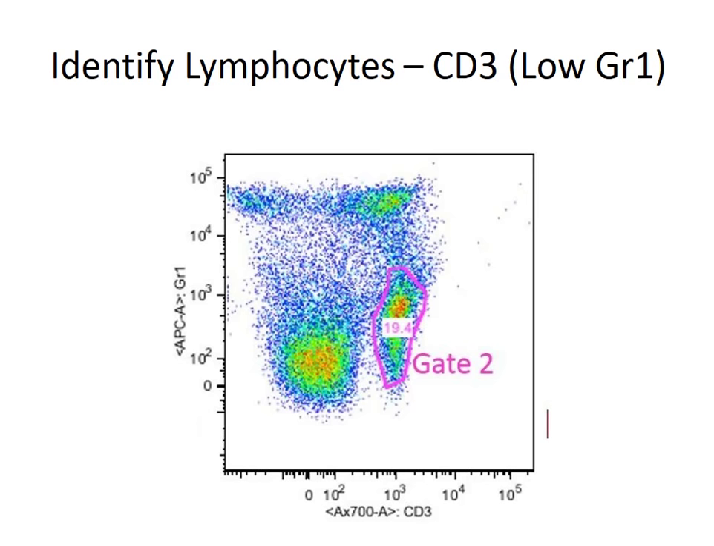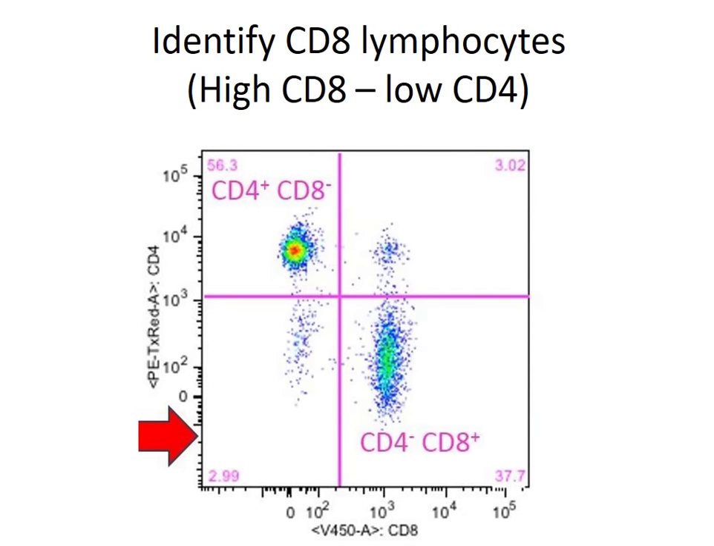At that point we know we want cells that are high in CD3, so we go across, okay, this is high, and we pick a region of high CD3 with relatively low GR1. We take these cells across to this plot where you have a fluorochrome for CD4 and a fluorochrome for CD8. And by that way we're able to identify high CD8 and high CD4. And that's the process. Okay?